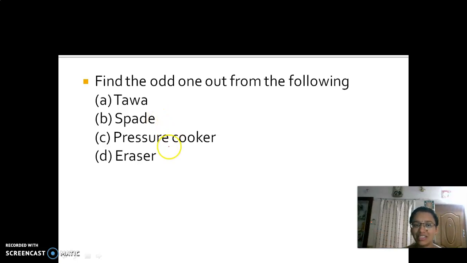And the next one is pressure cooker. We all know that. And the next one is eraser. Which one would be the odd one? The tawa is a hard material, spade is also hard, and pressure cooker is also a hard material. This eraser is a soft material. So what will be the odd one? Yes, very good. The answer is eraser, because tawa, spade and pressure cooker are hard materials and eraser is a soft material.